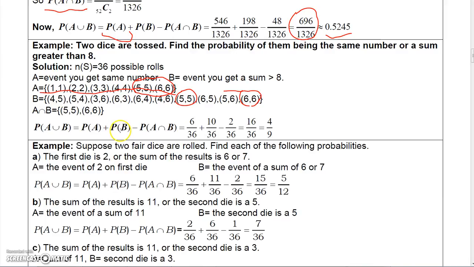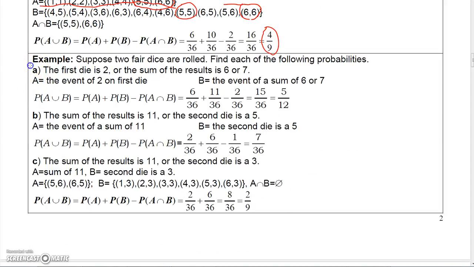The probability of getting a number greater than 8 would be 10 out of 36. And the probability of getting a sum that's both the same number and greater than 8, there's 2 ways out of 36 that can happen. So combine these three values and you get 16 out of 36, which is 4/9. And you can write that as a decimal if you like.